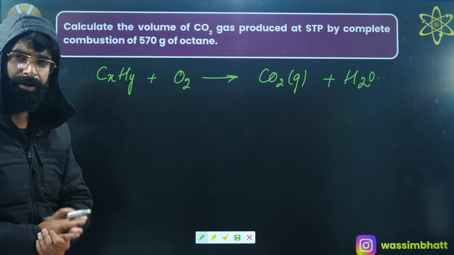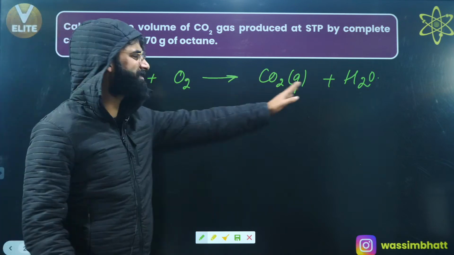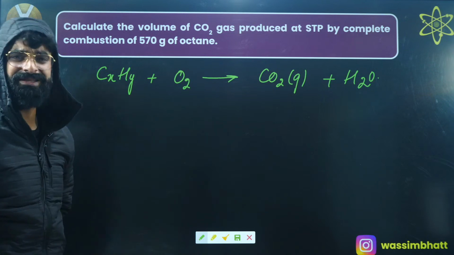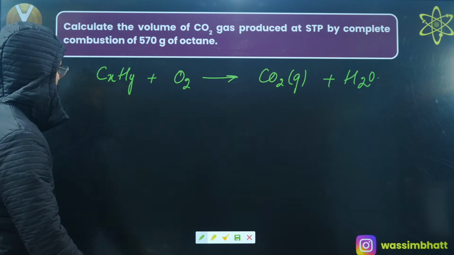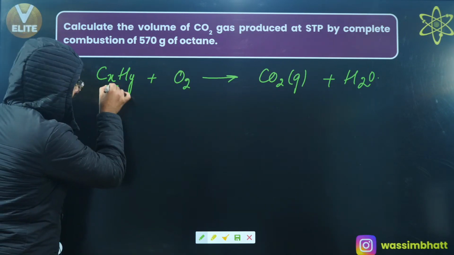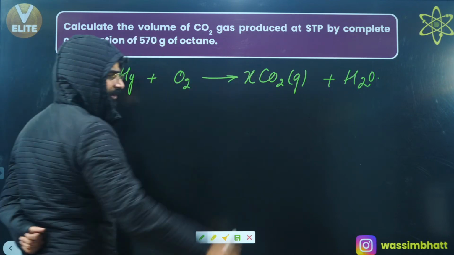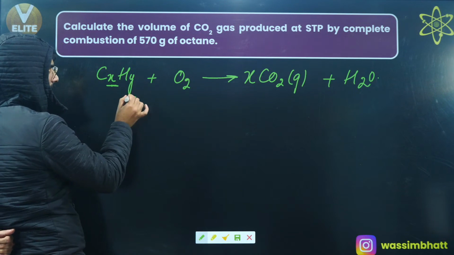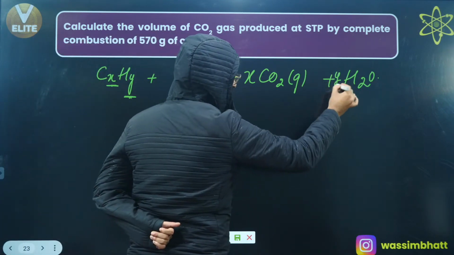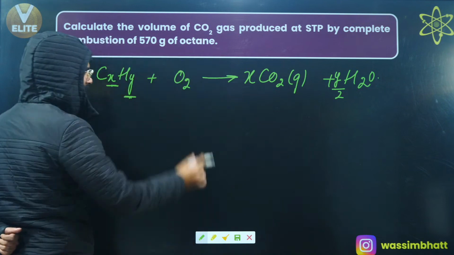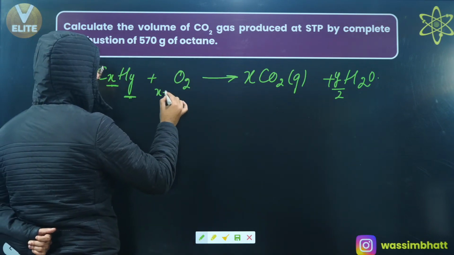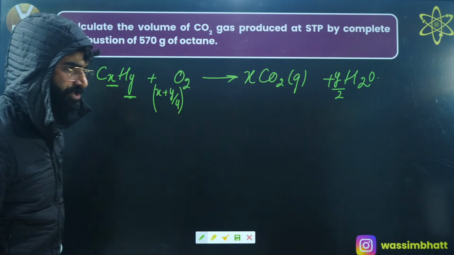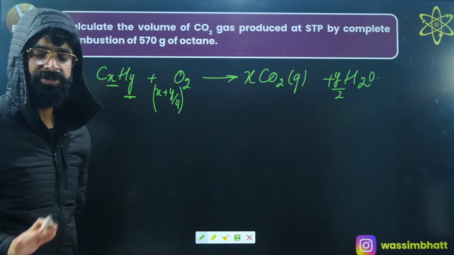Point number one. Point number two, how do we balance this combustion reaction? There is a general method of balancing this combustion reaction. How many carbon atoms do we have over here? X. So this X, I'm going to write as the stoichiometric coefficient over here. How many hydrogen atoms do we have? Y. So this Y divided by 2, I'm going to write over here. And the stoichiometric coefficient of oxygen, I'll always write X plus Y by 4. This is the way by means of which we balance the combustion reaction.